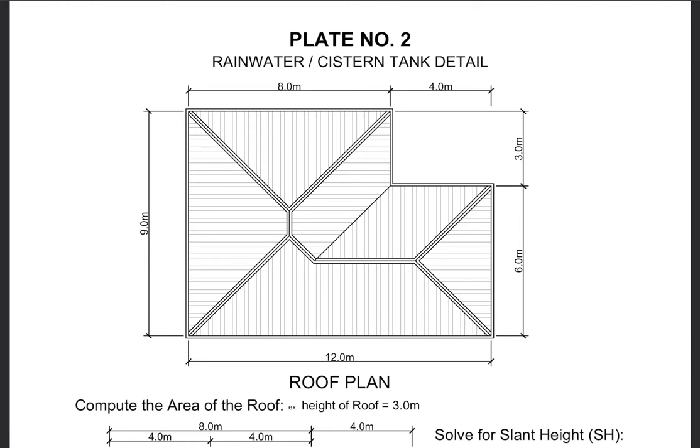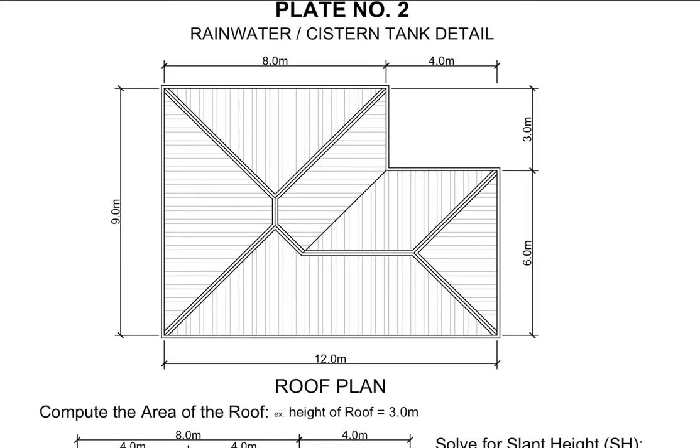So for this plate, or for plate number 2, you will need your roof plan. Since for our rainwater tank, we'll have to solve the area of the roof so that we can have the dimension of our rainwater or cistern tank detail.